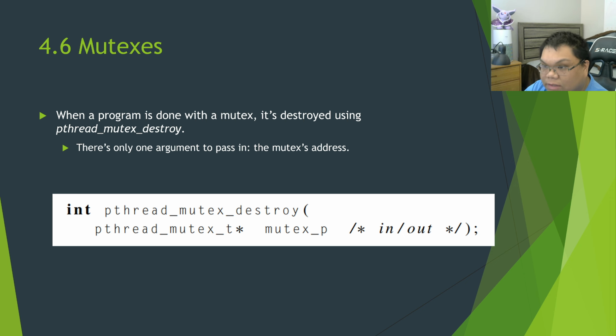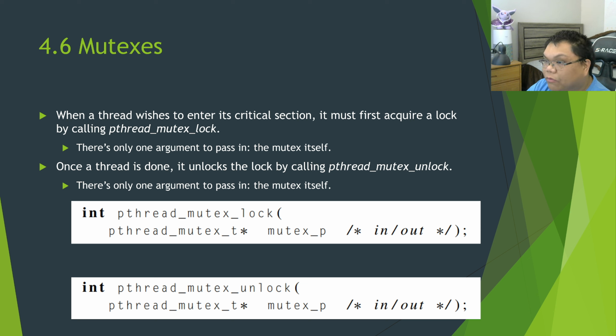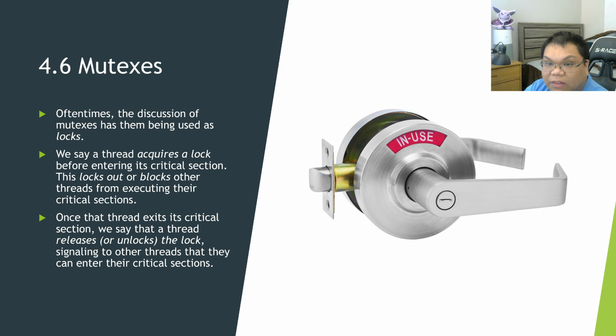When we're done with the mutex, we call pthread_mutex_destroy, and all you've got to do here is pass in the mutex address. When a thread wishes to enter its critical section, it must first acquire a lock by calling pthread_mutex_lock. We pass in the mutex address here as well. When a thread leaves its critical section, it calls pthread_mutex_unlock. And once again, we pass in the address of the mutex. Oftentimes, when we talk about mutexes, we talk about them being used as locks, like actual physical locks. We say a thread acquires a lock. This locks out any other thread from executing their critical sections.